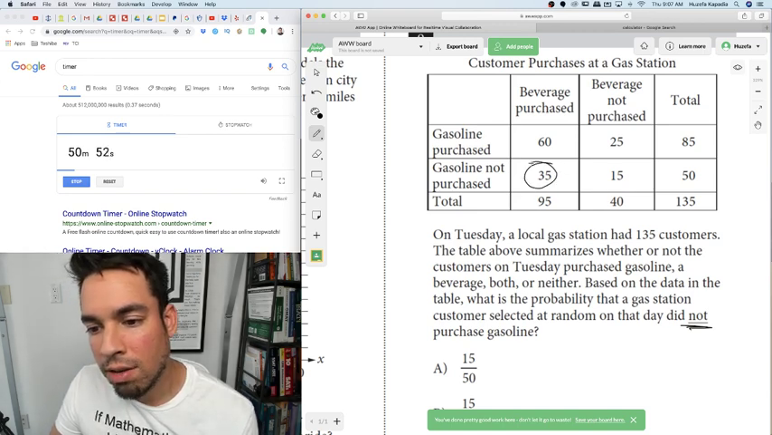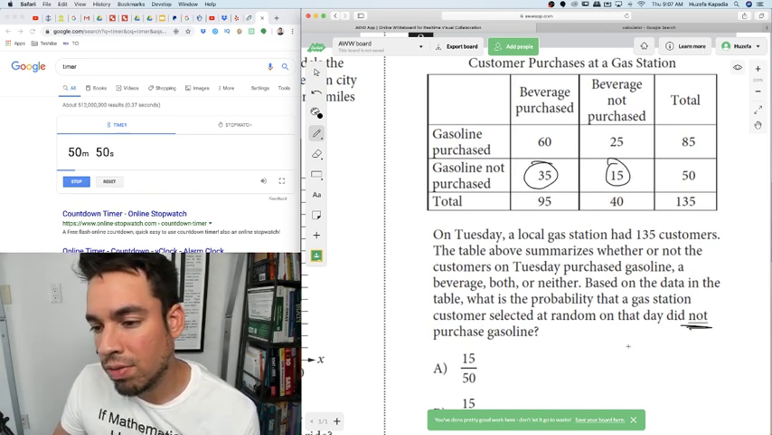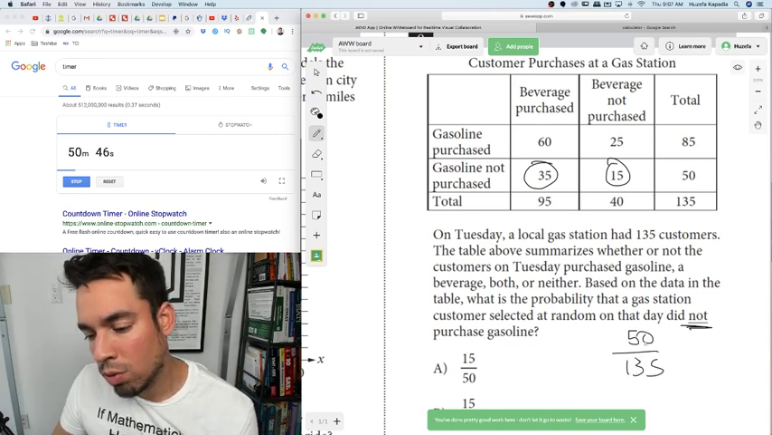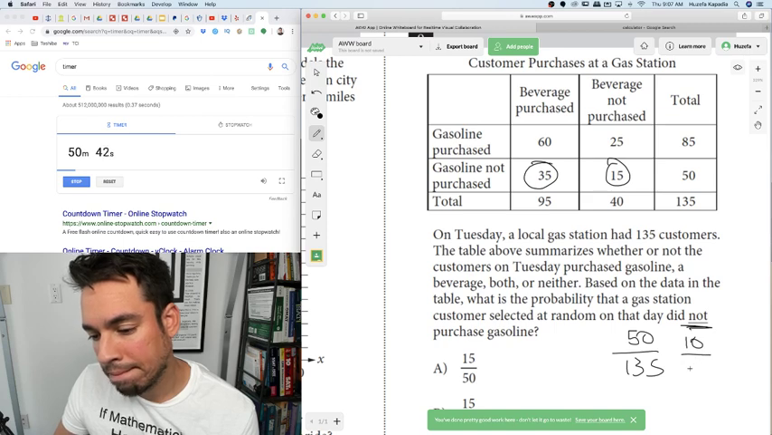Gasoline not purchased. It's 35 and 15, so it's 50 out of 135. And then we reduce, divide both by 5. It's 10 out of 27. That's it, 10 out of 27.